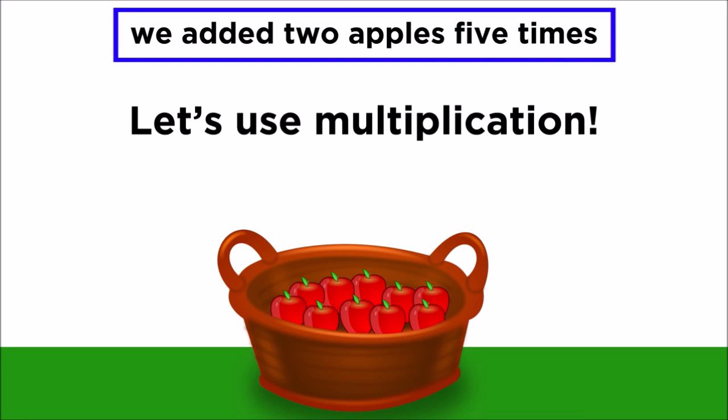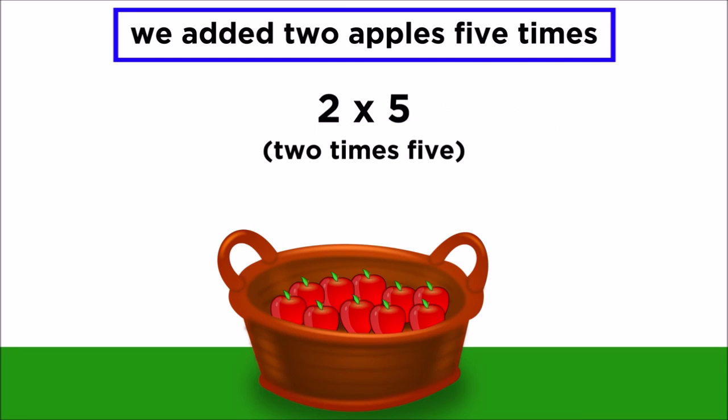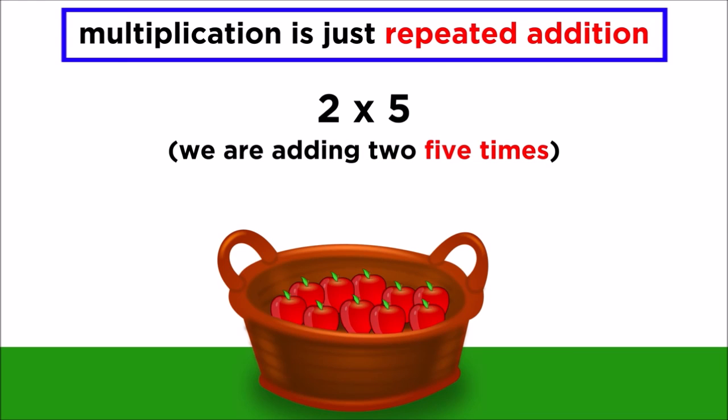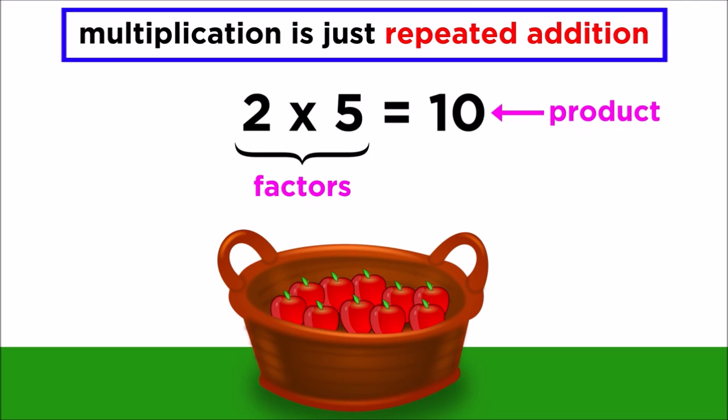We can view multiplication as an abbreviated form of repeated addition. Instead, we can use multiplication. Rather than adding 2 5 times, we can just do 2 times 5. The word times means multiplication, and in this case, multiplying the 2 by 5 represents the 5 successive 2's that would otherwise be added together. 2 and 5 are called factors, and 10 is the product.